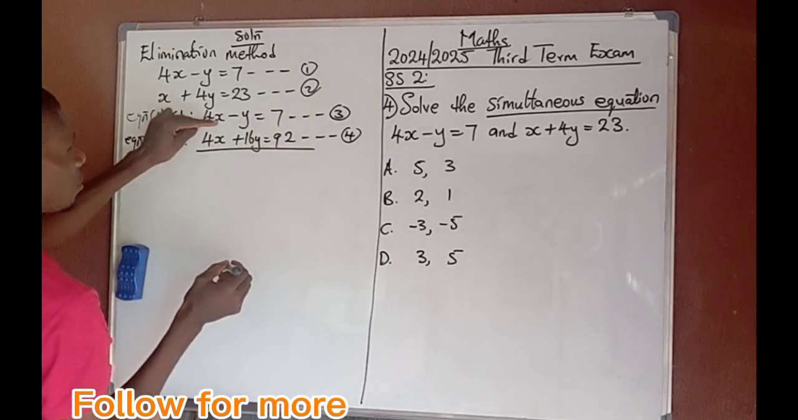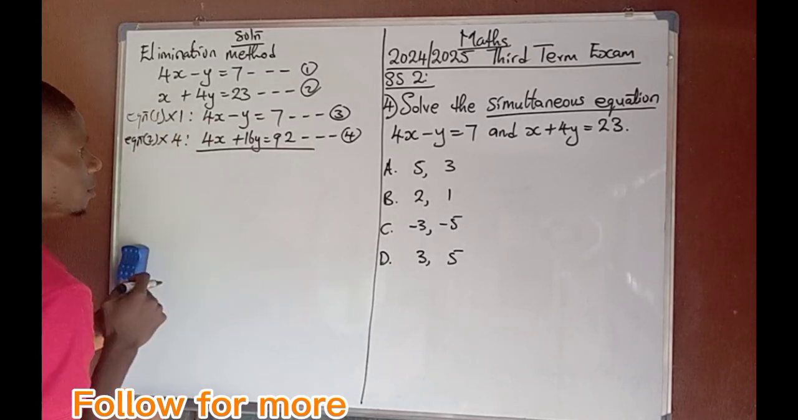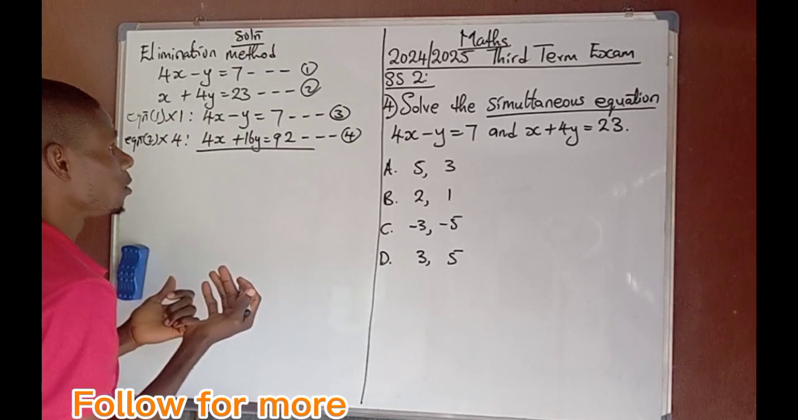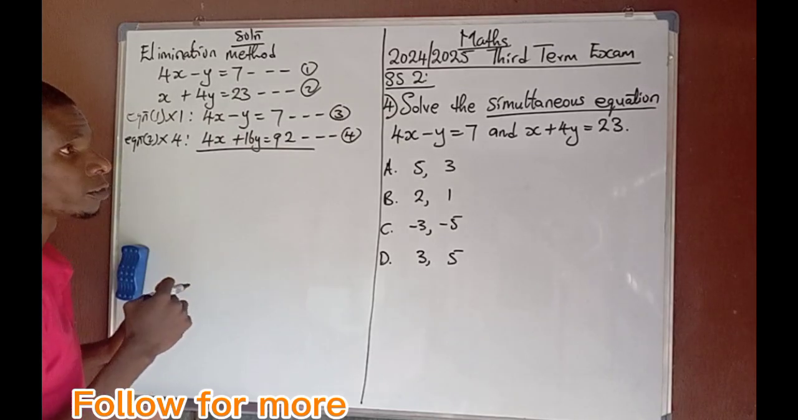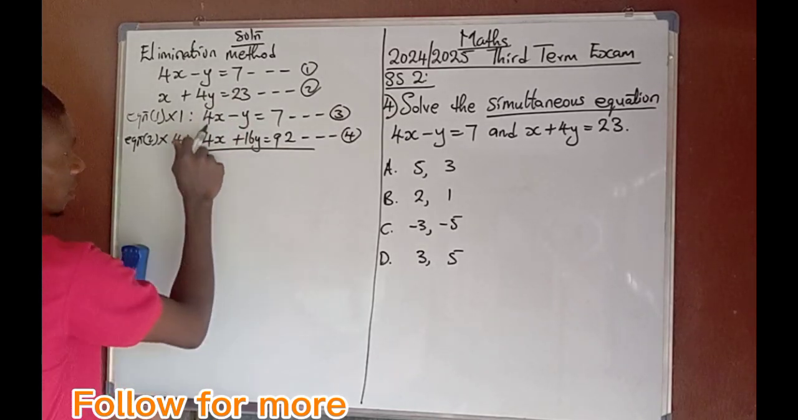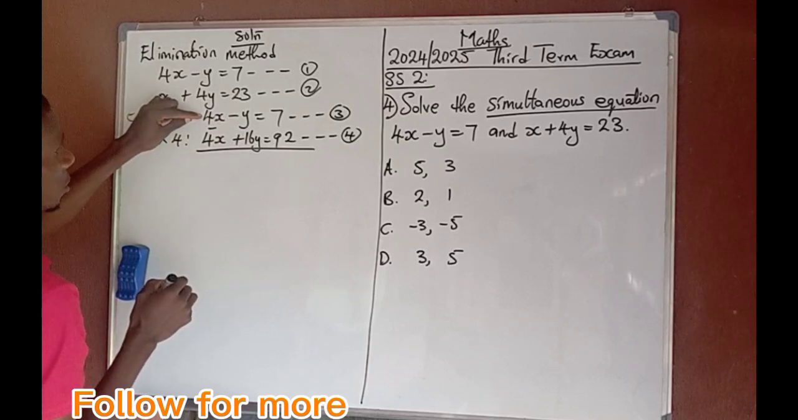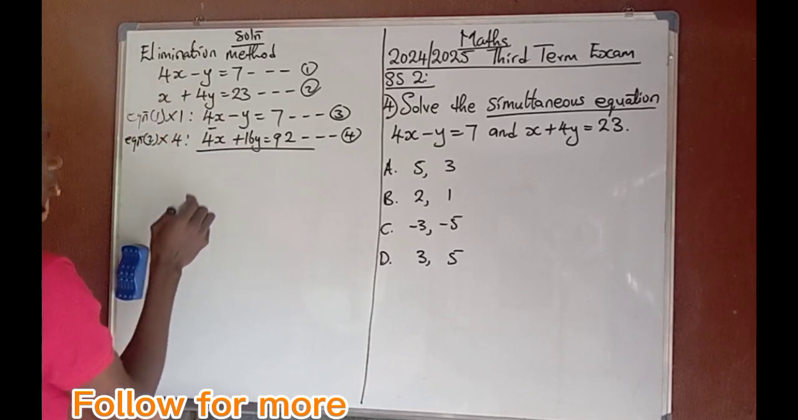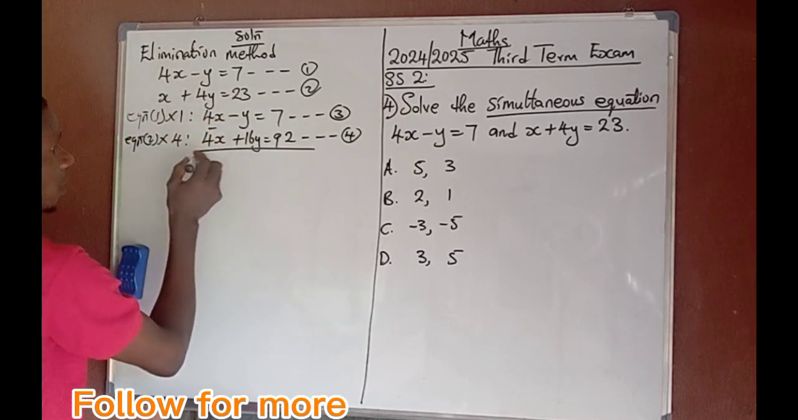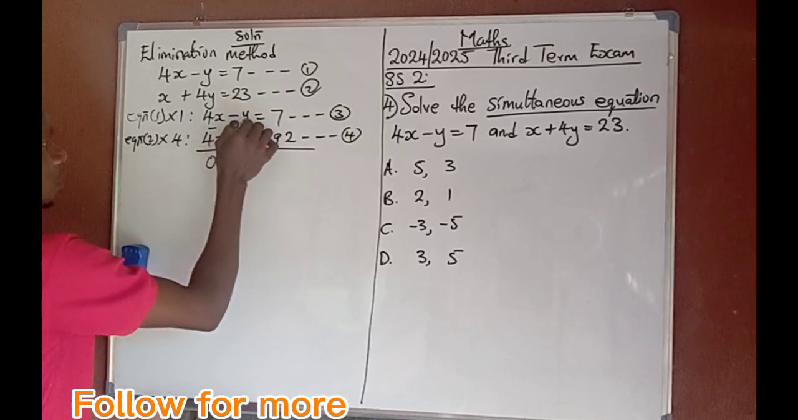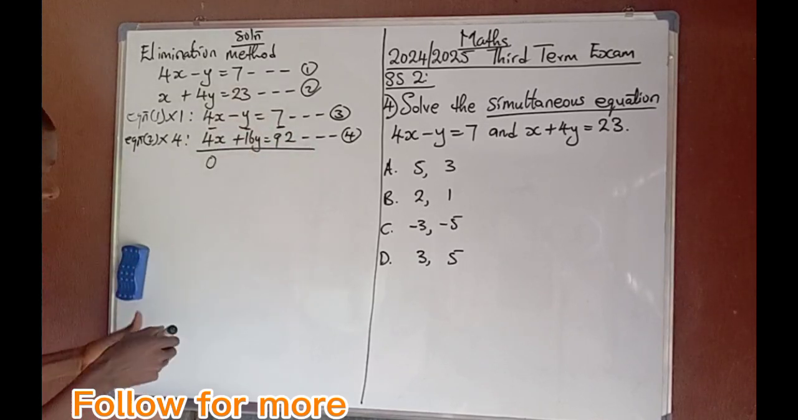We can see that the coefficients of x here are now the same, so we can eliminate. How do we eliminate? Do we add the two equations or do we subtract the two equations so that x can go? We subtract because here is positive, here is positive. So 4x minus 4x is 0. We are subtracting at every point.